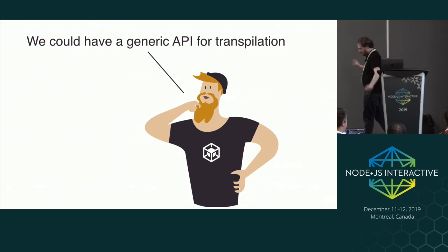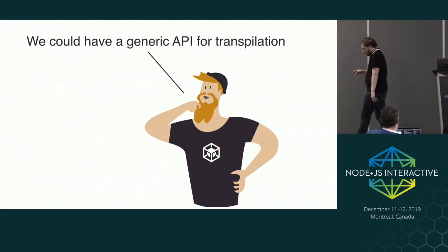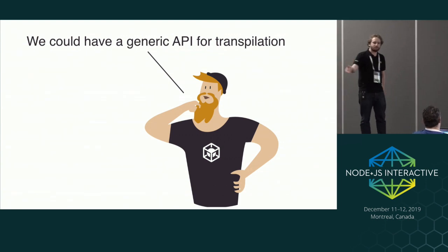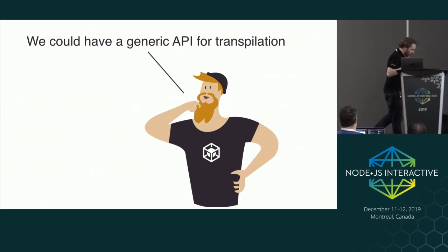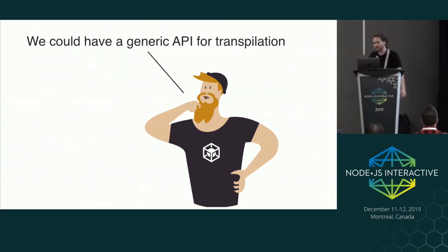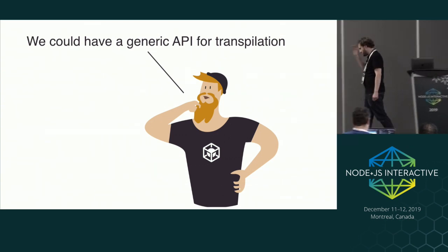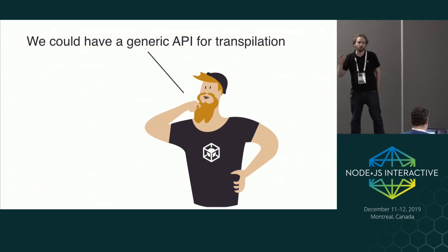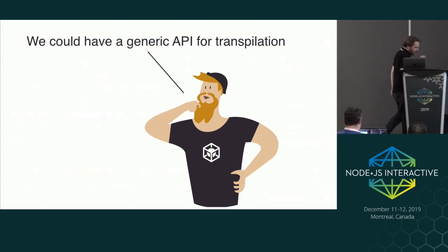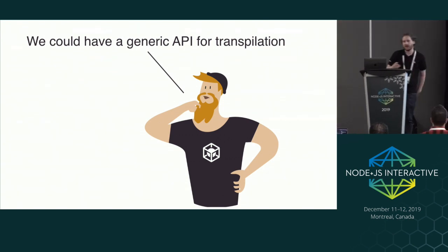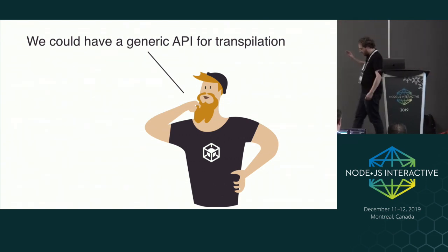We could have a generic API for transpilation. So this one is exciting. Let's say that the TypeScript module exposes a method named transpile for Node. And that CoffeeScript, for the people who still use that, the CoffeeScript module would expose a method named transpile for Node. And maybe even we could imagine weirder things, like even the Elm one, transpile for Node.